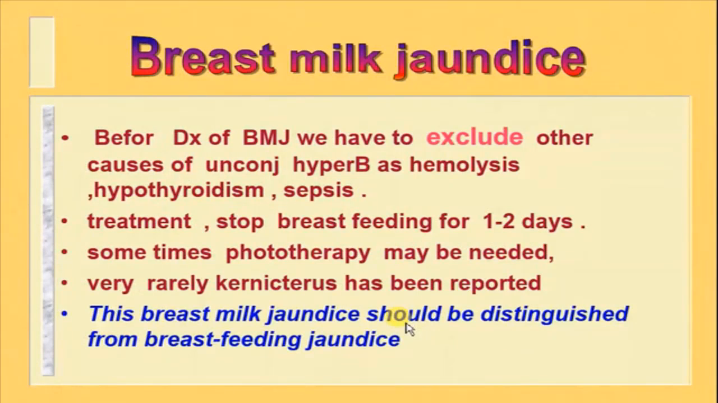Before diagnosis of breast milk jaundice, we have to exclude other causes of unconjugated indirect hyperbilirubinemia, such as hemolysis, hypothyroidism, and sepsis, by lab and physical examination. Treatment: stop breastfeeding for 1 to 2 days. Sometimes phototherapy may be needed. Rarely kernicterus has been reported. This breast milk jaundice should be distinguished from breastfeeding jaundice.